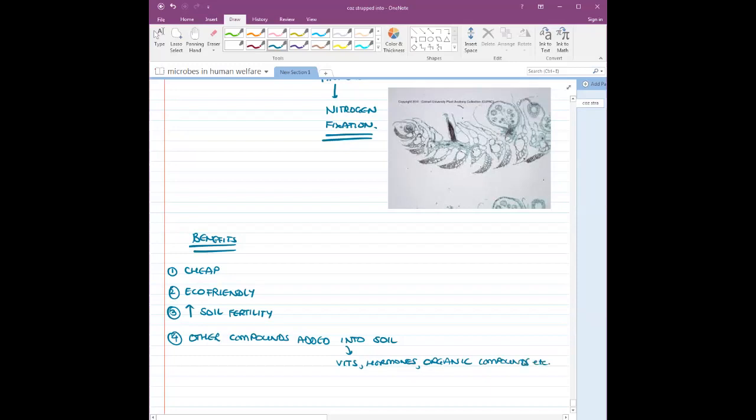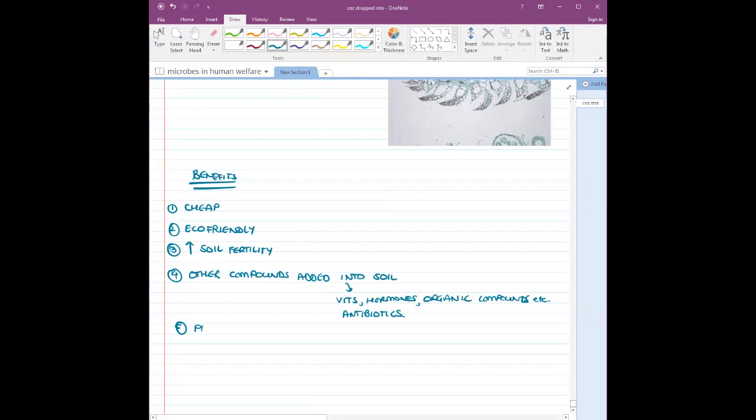Okay, next thing. Just like this, they also sometimes produce antibiotics, and they are going to protect the plant. So some of them, like I said, produce certain compounds and offer protection to the plant from predators as well. And finally, guys, when we use these biofertilizers, it improves the texture of the soil. It is also going to improve the water retaining properties.